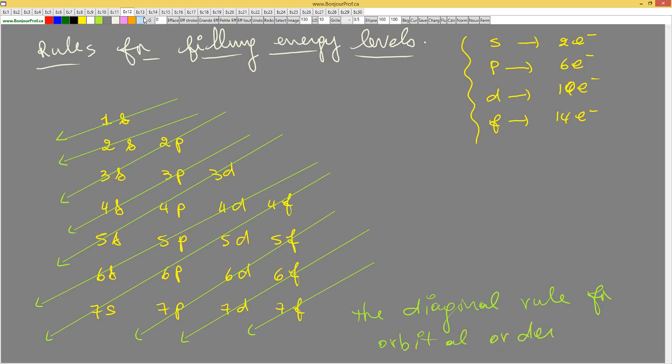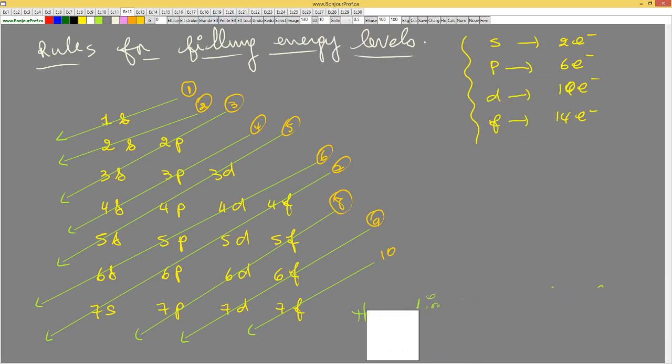So what does the rule tell me? It tells me you have to start with this one here. This is 1, 2, 3, 4, 5, 6, 7, 8, 9, 10. This is how it's working. Now I'm going to show you how it is working. It is depending on the number of electrons. So once we graph or sketch the diagram, the diagonal rule, it is easy.